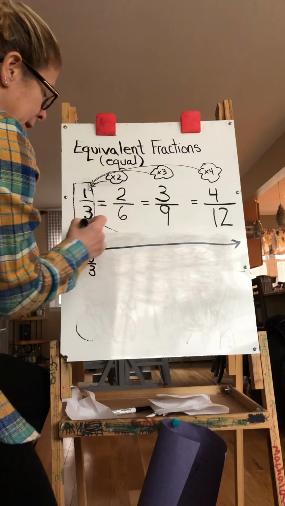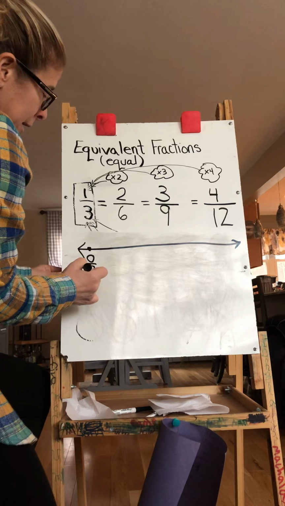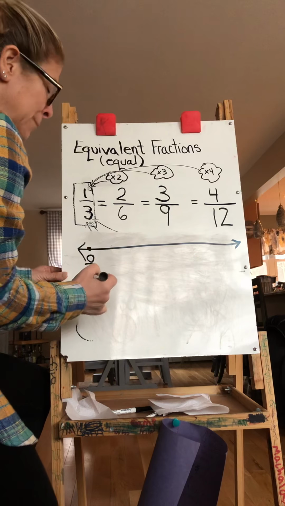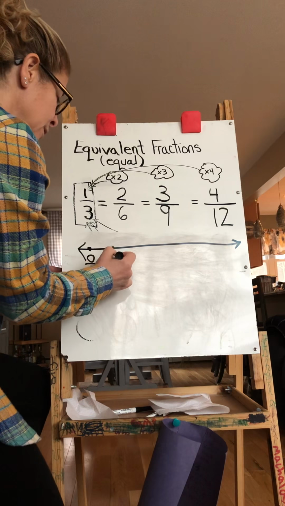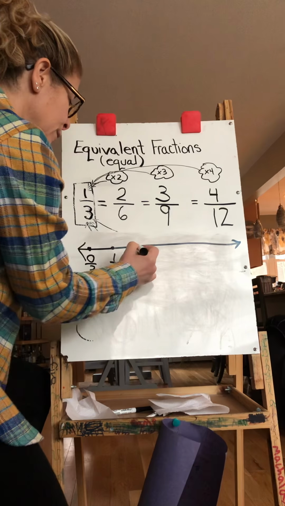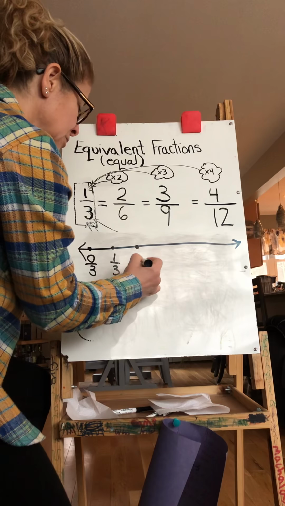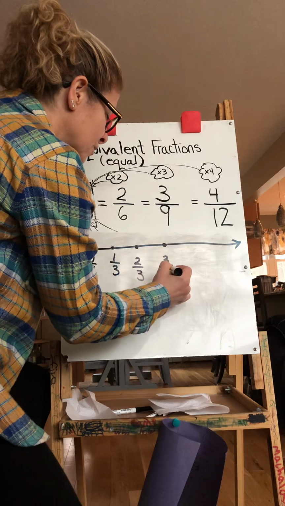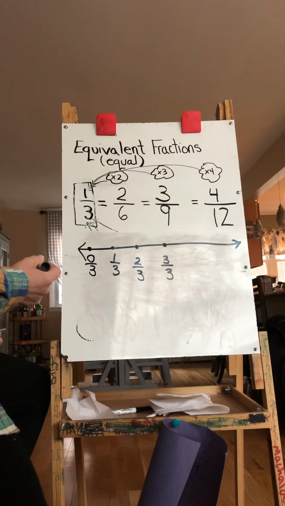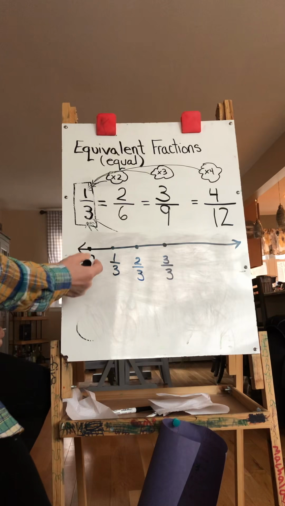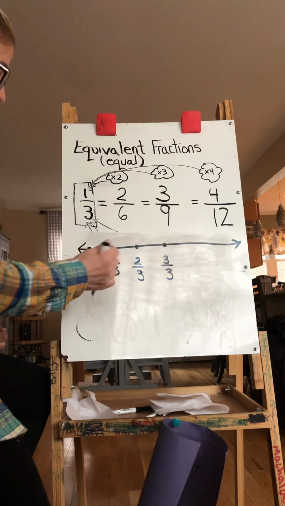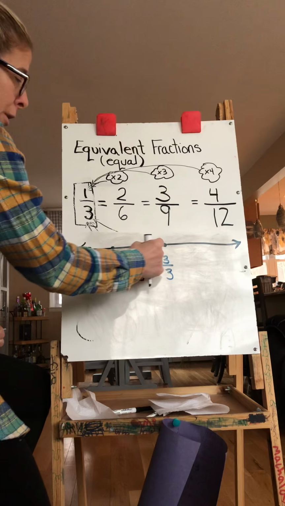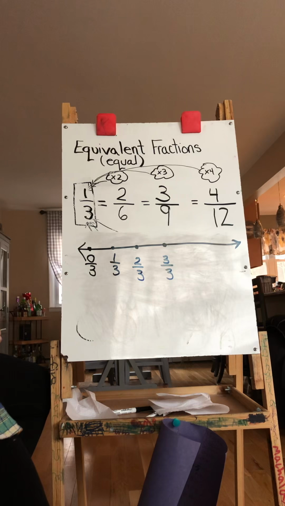Zero thirds. I always start with my denominator, so I know I have to divide this into thirds and count by thirds. 0/3, 1/3, 2/3, 3/3. So now I have my number line, starting with 0/3, 1/3, 2/3, 3/3, and all of my parts or increments are equal distance apart. Otherwise, it's not accurate.